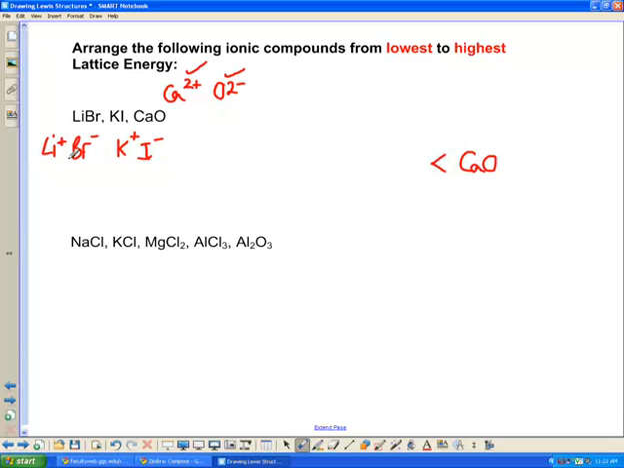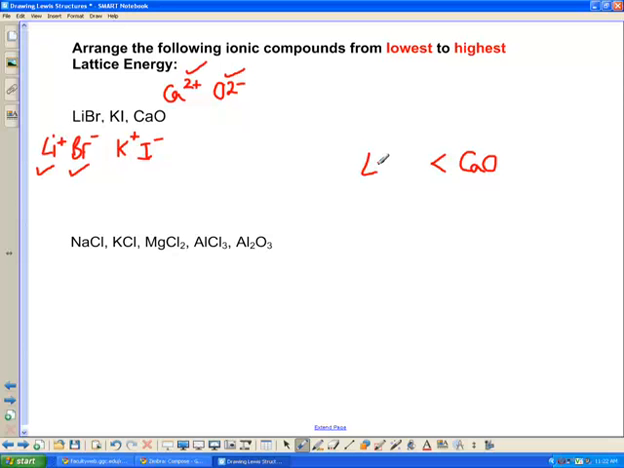Now we've got to figure it out between lithium bromide and potassium iodide. If we look at lithium and potassium, you will notice that lithium is considerably smaller than potassium. So out of those two, lithium is going to have the higher charge density, even though the charges are the same, because lithium is smaller. When we look at bromide and iodide, bromide, although it's large, is smaller than iodide. So therefore, bromide is going to have the higher charge density out of those two.